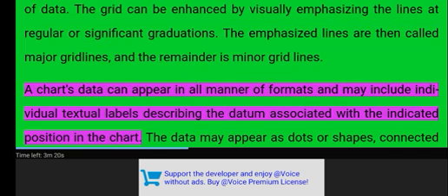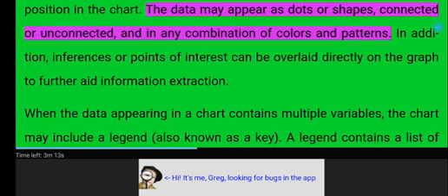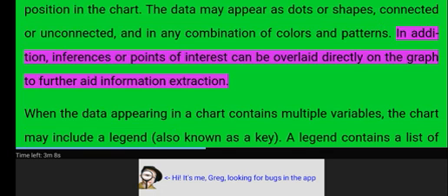A chart's data can appear in all manner of formats and may include individual textual labels describing the datum associated with the indicated position in the chart. The data may appear as dots or shapes, connected or unconnected, and in any combination of colors and patterns. In addition, inferences or points of interest can be overlaid directly on the graph to further aid information extraction.